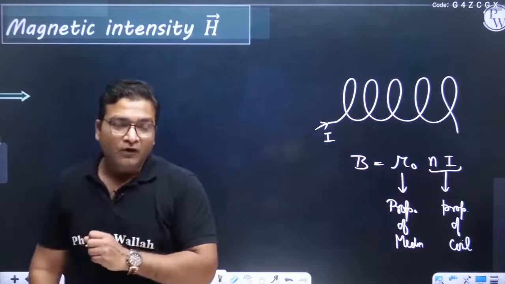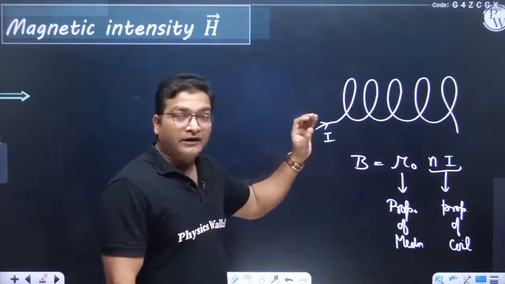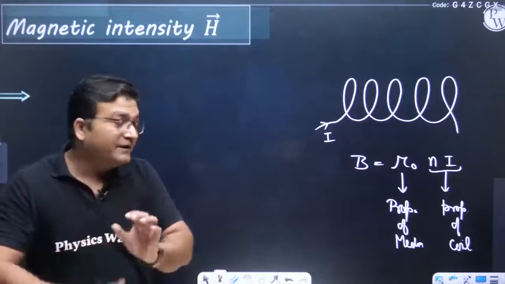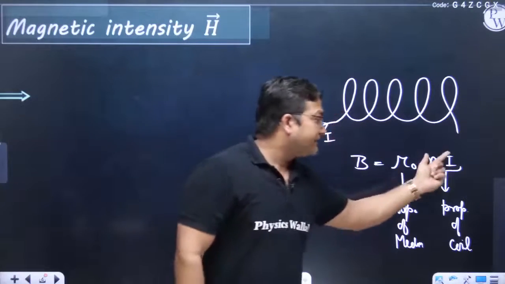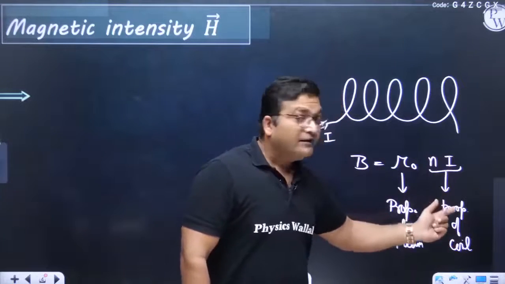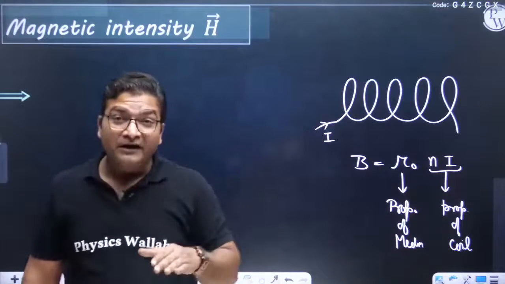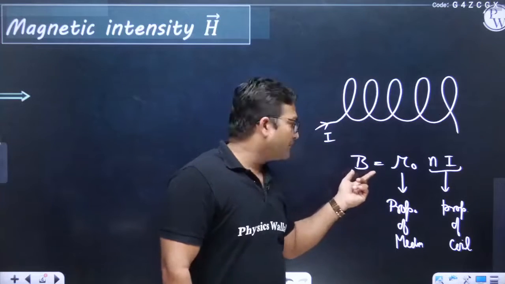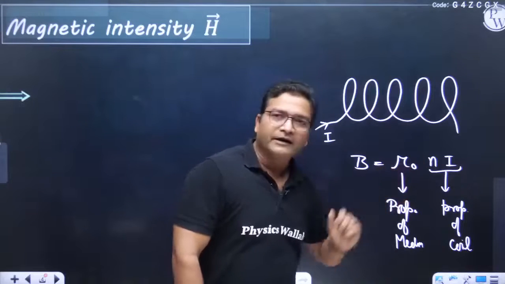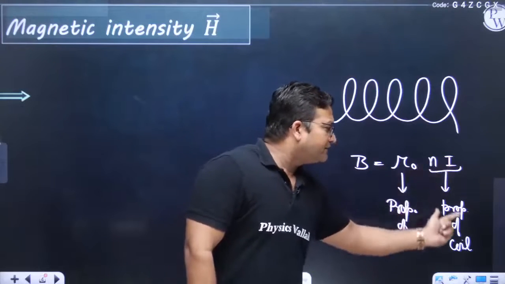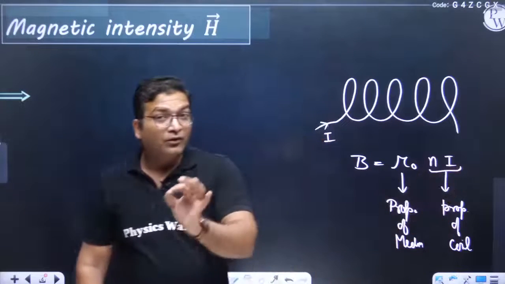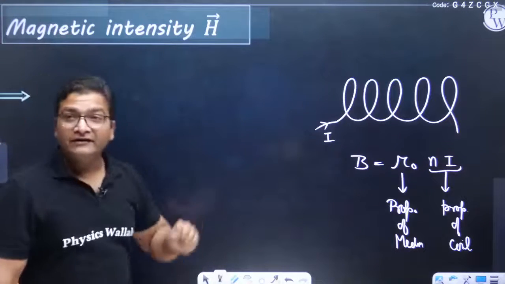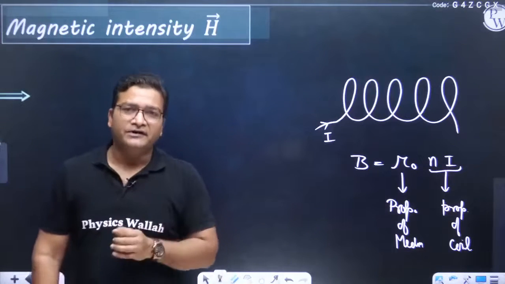Listen carefully. When we pass current in the coil, the coil creates a special magnetic field that depends only upon the coil's properties. It is equal to Ni. When this magnetic field interacts with the medium inside, the net magnetic field is produced, which is called the B field or magnetic field, equal to mu naught Ni. So this is something created only by the coil. This is called the magnetic intensity, or the H vector, or H field popularly.